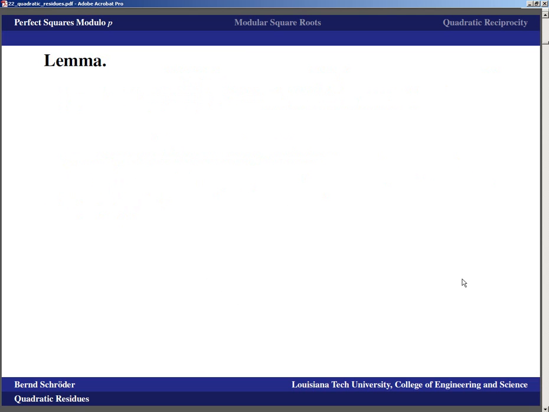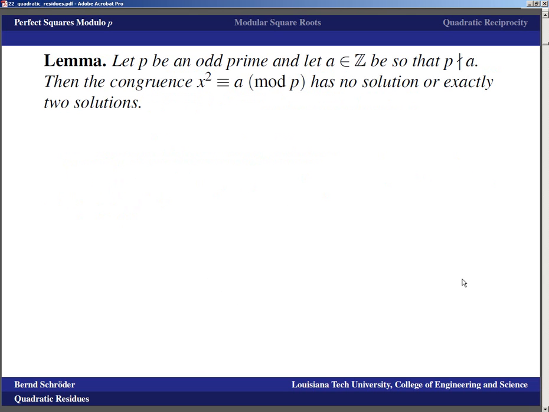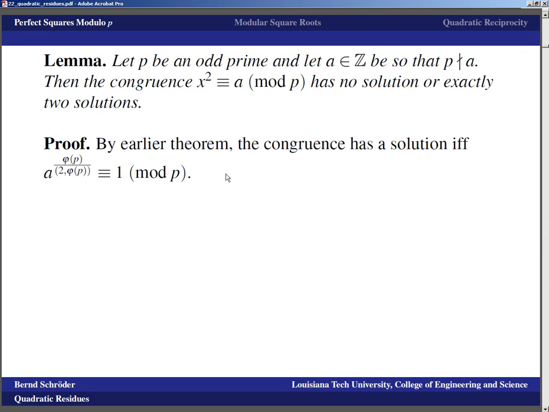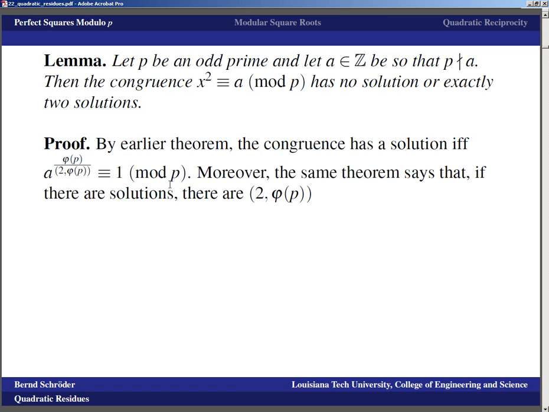Alright, first lemma. If p is an odd prime and a is such that p does not divide a, then the congruence x squared congruent to a modulo p has no solutions or exactly 2 solutions. And how do we prove that? Well, we have an earlier theorem that says that the congruence has a solution if and only if a raised to the phi of p divided by the greatest common divisor of 2 and phi of p is equivalent to 1 modulo p.